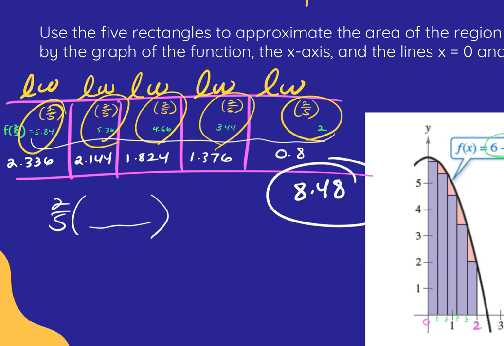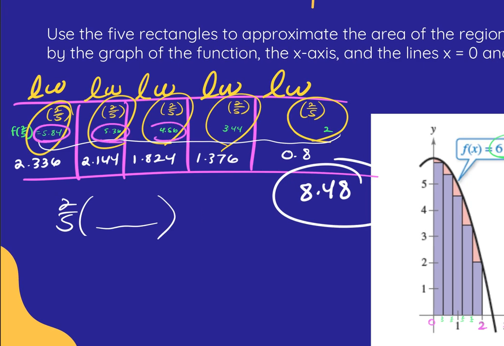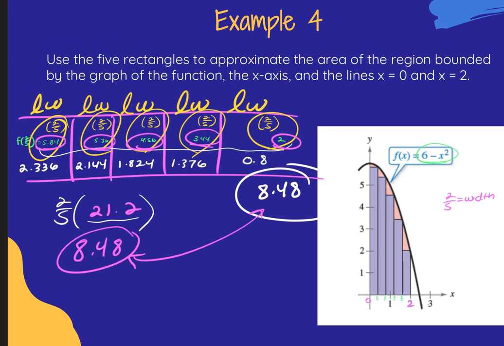And I get 8.48. Or I could have just added all of the heights together: 5.84, 5.36, 4.56, 3.44, and 2, and multiply that sum times the 2/5. So same answer. And this is obviously not an exact area. This is an approximation. Tedious, but not terrible, right?